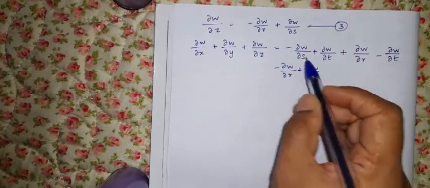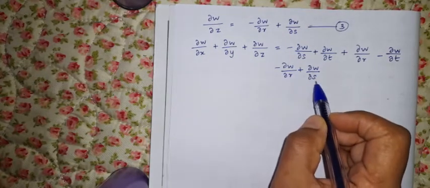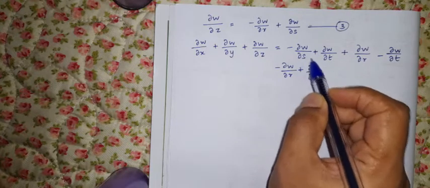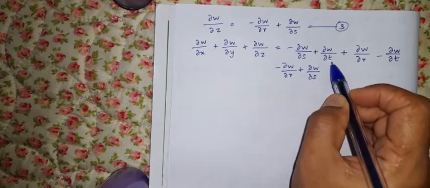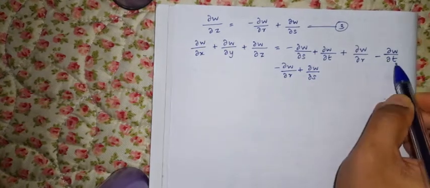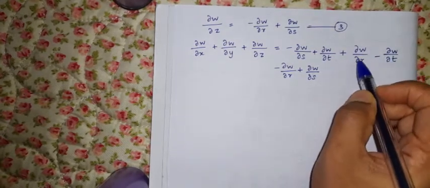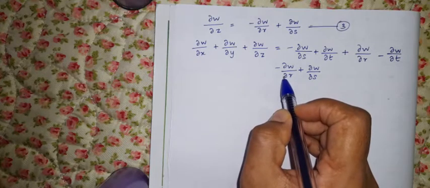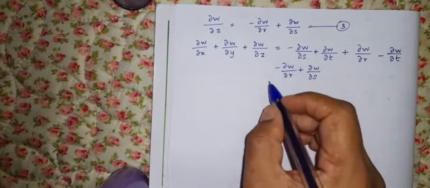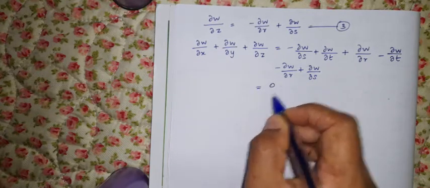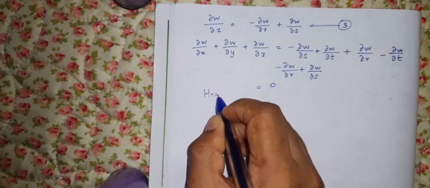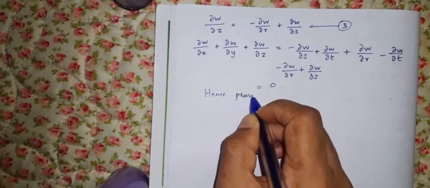Now you have minus ∂w/∂s plus ∂w/∂s. Both get cancelled. ∂w/∂t minus ∂w/∂t, they get cancelled. Similarly, ∂w/∂r minus ∂w/∂r gets cancelled. So you'll be getting it as 0. Hence, proved.